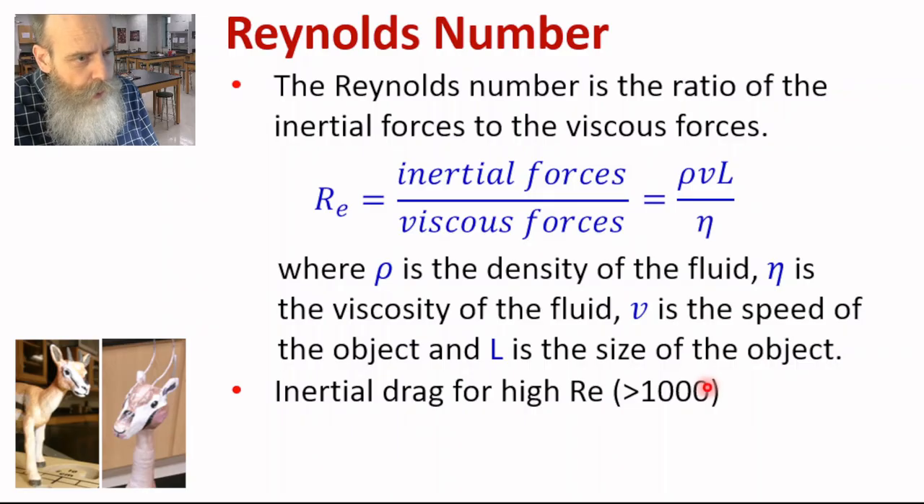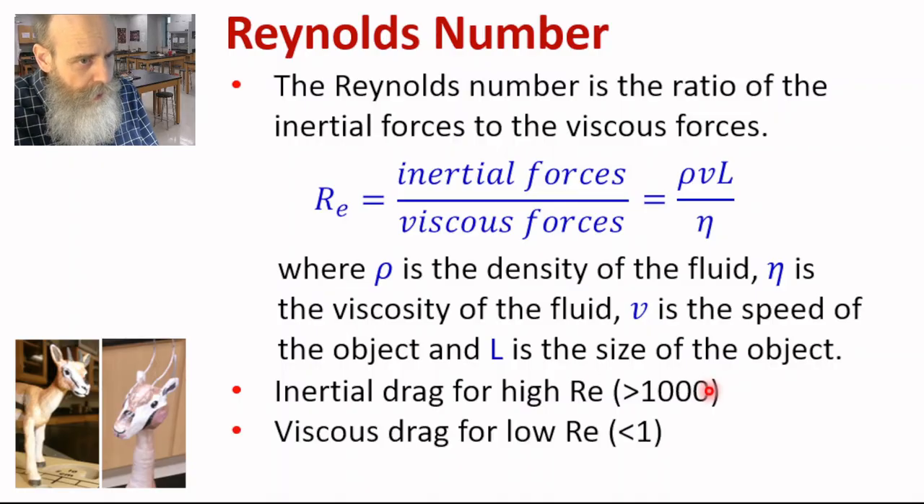If the Reynolds number is high, greater than 1,000, we have inertial drag. If it is low, less than 1, then we have viscous drag. If it is between 1 and 1,000, then it may be a combination of the two.